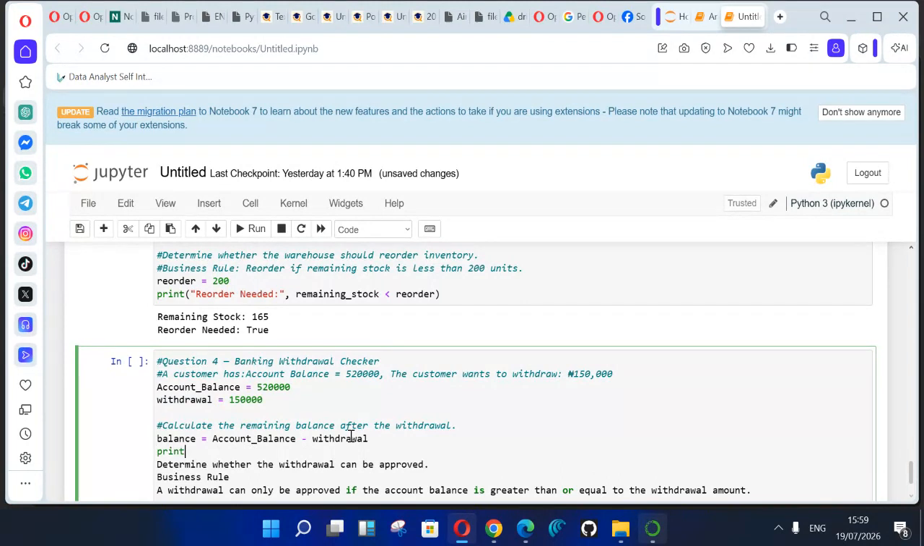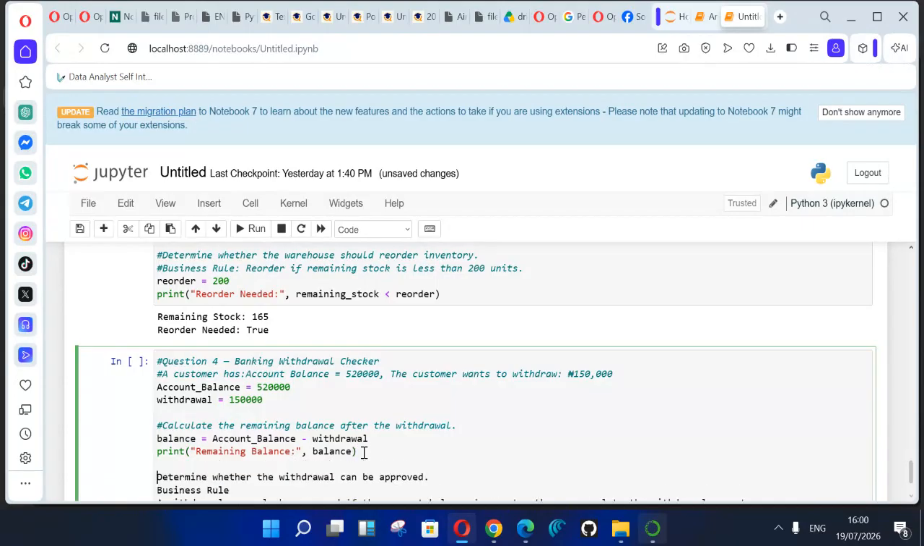Print remaining balance. So which is balance. Okay, another one there. Okay, now you've done that.